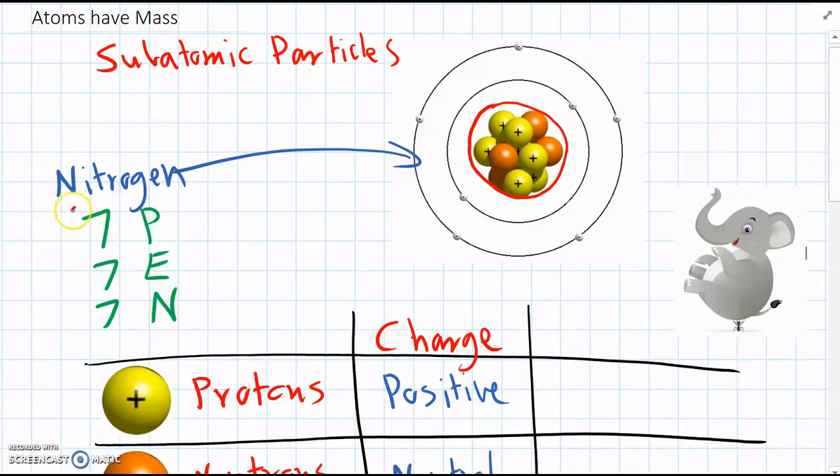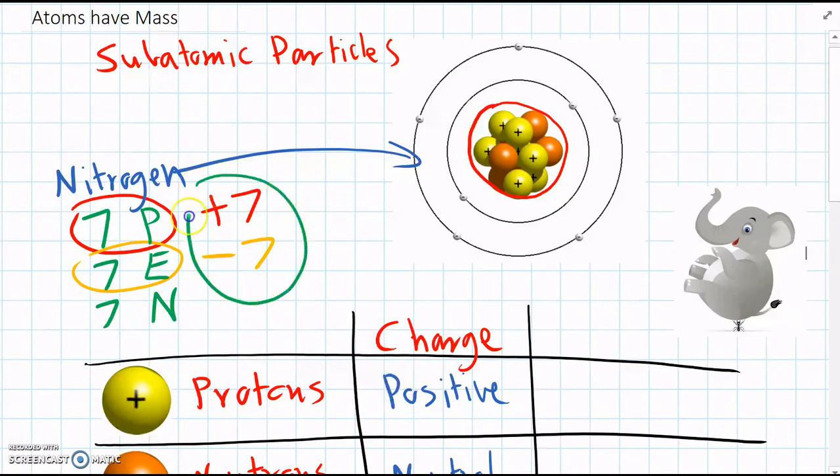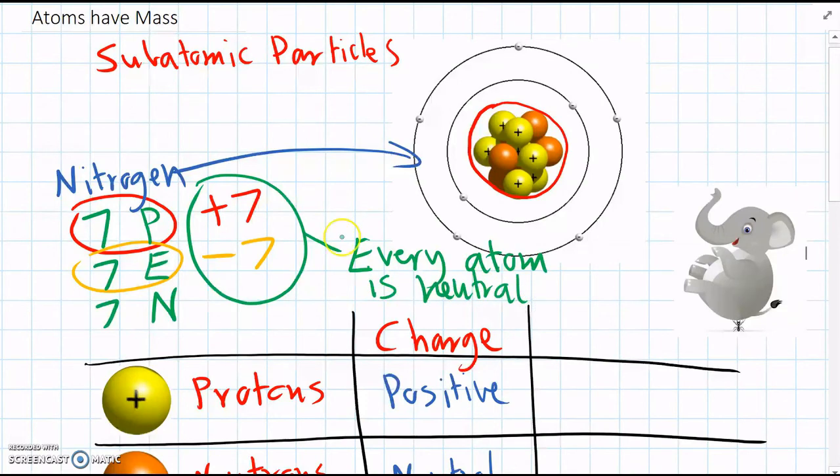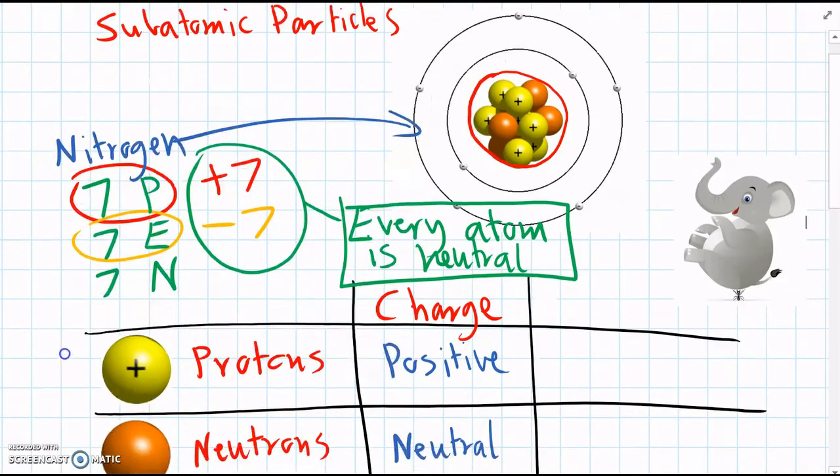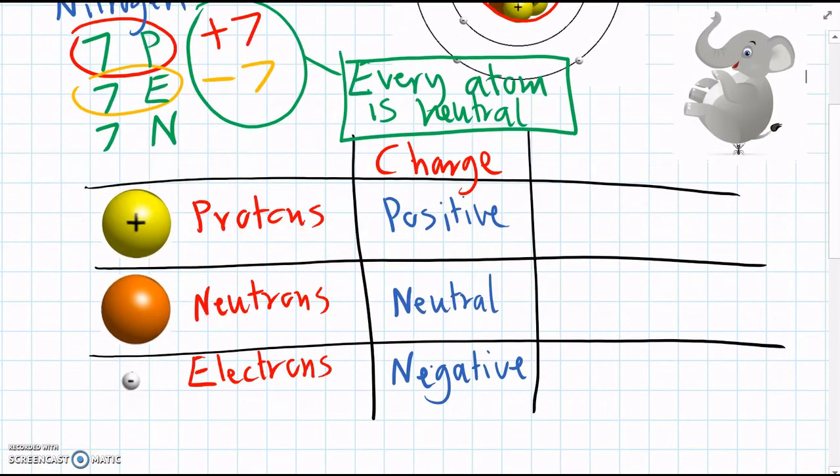And because we have 7 protons, which gives us positive 7 charge, and 7 electrons, that gives us negative 7 charge, we have the same charge, so they balance. So we can remember that every atom is neutral overall. This can change sometimes, but we'll learn about that in later videos. So that's the charge of the different subatomic particles, and now we'll compare the mass.